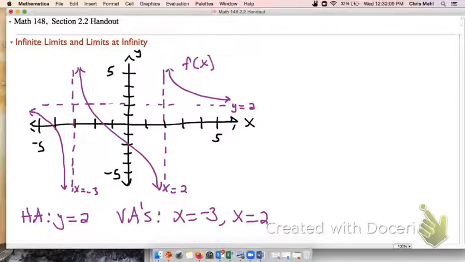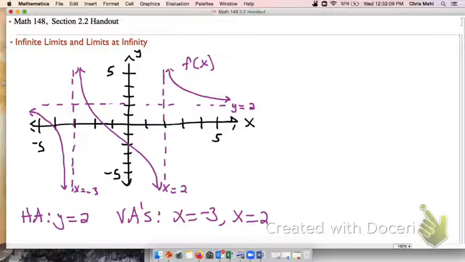increase or decrease without bound. So the function keeps increasing on the right side of negative 3 as the input gets closer, or if you look on the left side of the vertical asymptote, negative 3, the function is becoming more and more negative without ever crossing that vertical line. The same thing happens at x equals 2. The function either becomes more and more negative or more positive as x approaches 2 from the left or right.